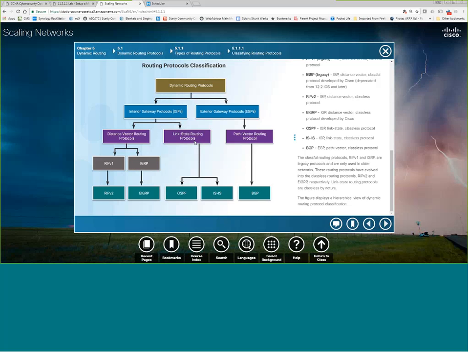So even though, if you go look right now, there may even be an IETF standard for EIGRP, really the only people to run it are Cisco. And ISIS is also an open standard, and BGP is an open standard.